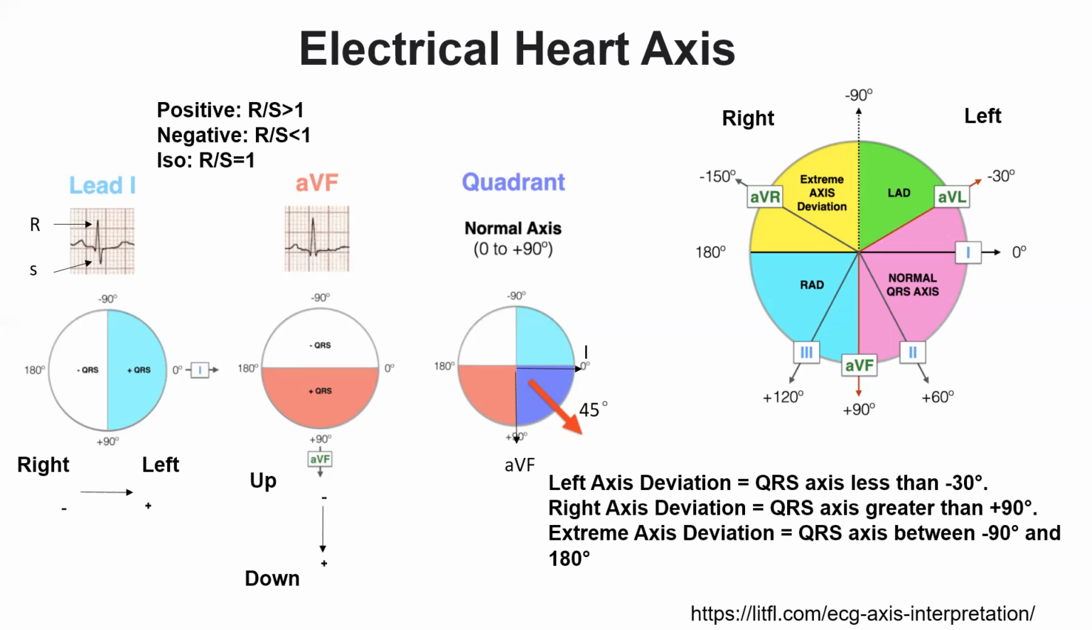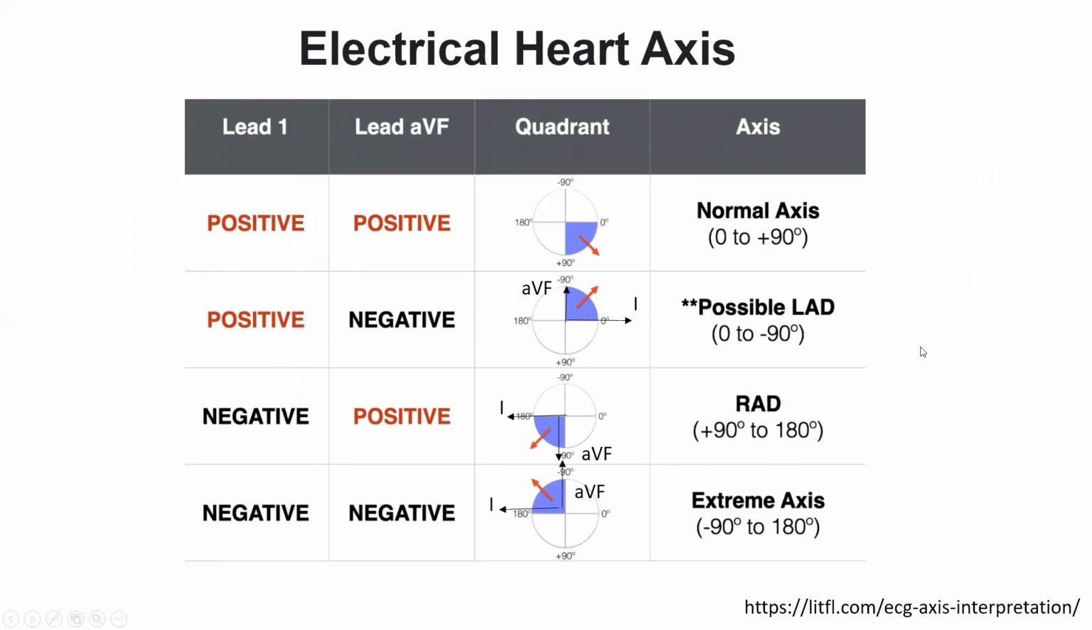After knowing this, we can use this table to determine the axis quickly and effectively. As I mentioned, if lead one is positive and aVF is positive, the axis is normal. If lead one is positive and aVF is negative, it's a left deviation. If lead one is negative and aVF is positive, it's a right deviation. And if both lead one and aVF are negative, it's in the extreme axis.